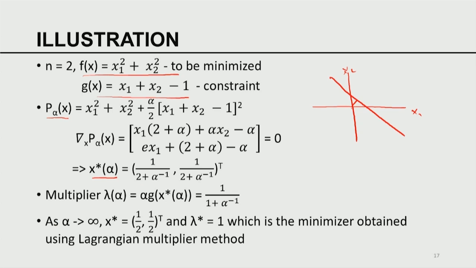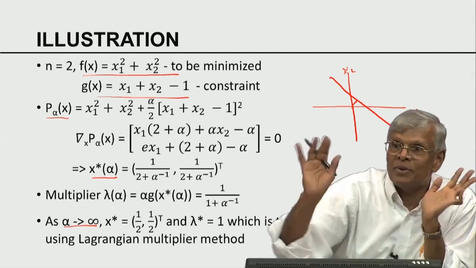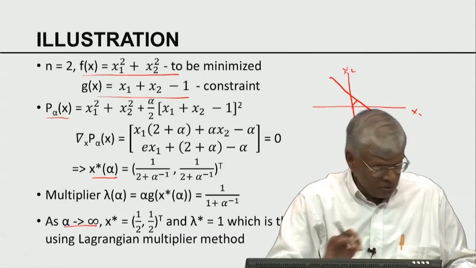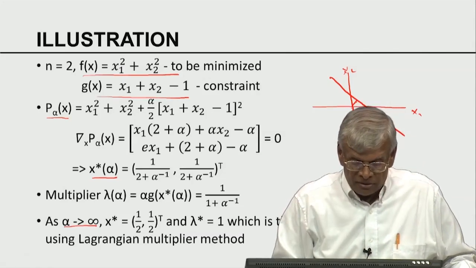Now when alpha goes to infinity, 1 over alpha goes to 0. Therefore, (1/2 + alpha inverse) tends to 1 over half. Everybody with me, please? Therefore, you will be able to see, and if you solve the same problem, we have already solved, that half-half is the strong solution. The weak solution converges to a strong solution as the penalty parameter grows unbounded. It's a beautiful illustration of the relation between the two.